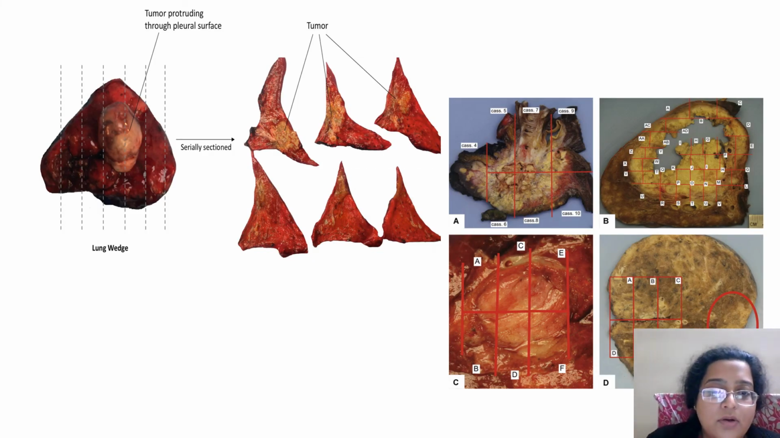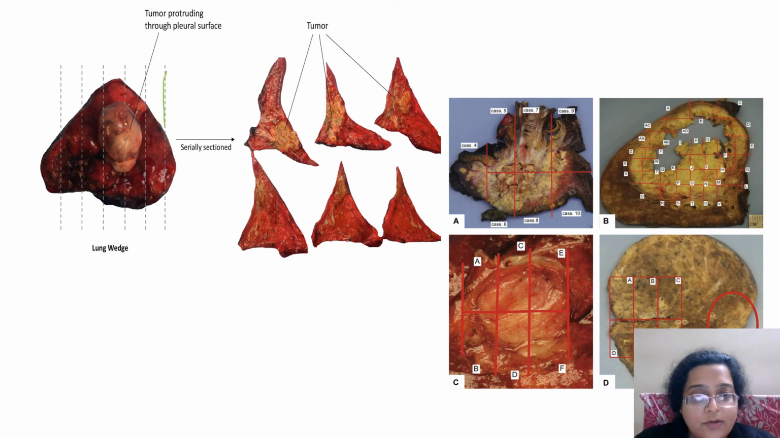So now and then, if it is a pleura-based tumor, or the tumor is protruding into the pleura, you see this is a wedge section. It looks like a triangle. So what I was talking about is, see, this is the bread loafing I was talking about.